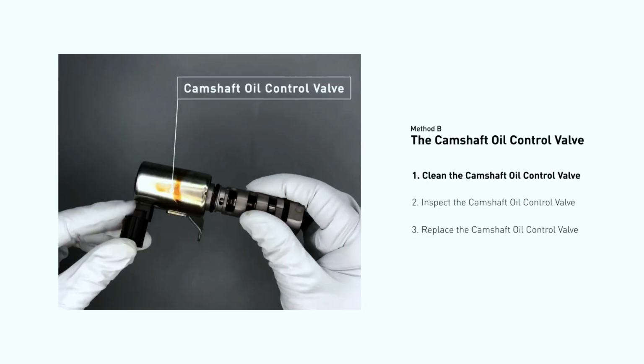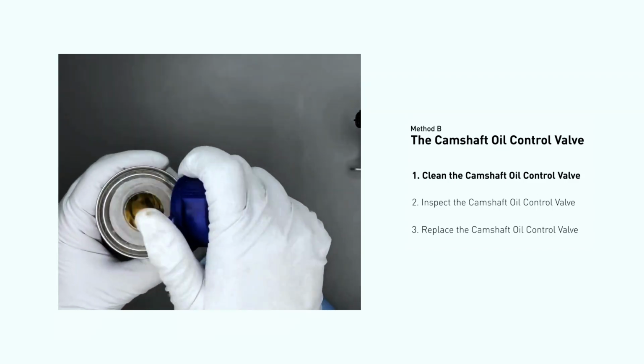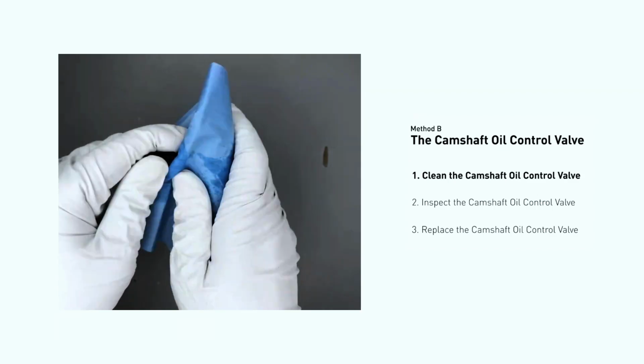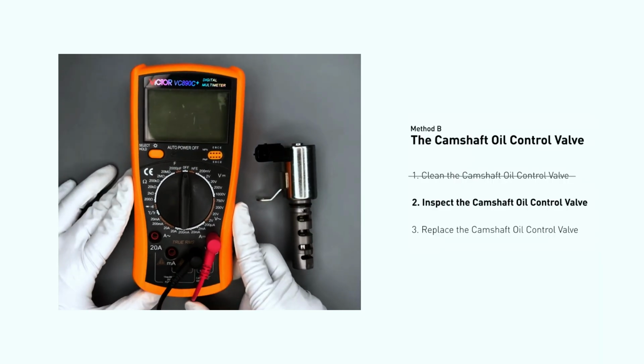Method B, the camshaft oil control valve. First, carefully remove the camshaft oil control valve from the engine. Use a valve cleaner to clean the camshaft oil control valve. Then use a multimeter to proceed with the test on the camshaft oil control valve.